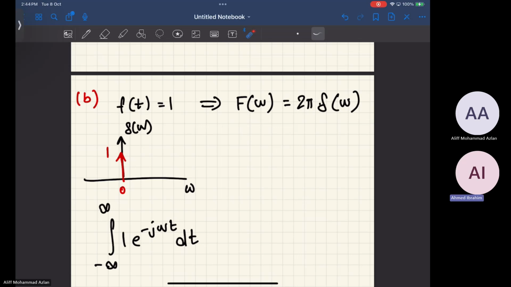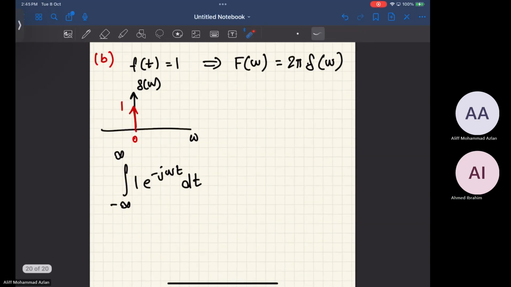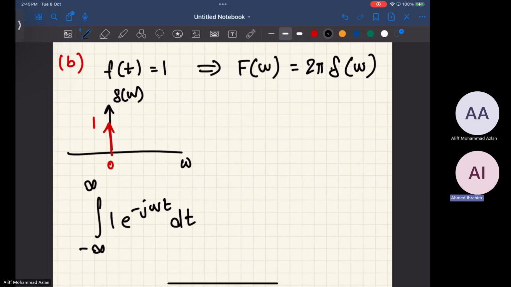A way to sort of be able to identify that is the question says use a method of your choice. That usually implies you'll need to use a property because you might run into issues if you directly evaluate it. And there's 2 ways to go about this. I think the easier way to think about it is just by considering the graph in the time domain.